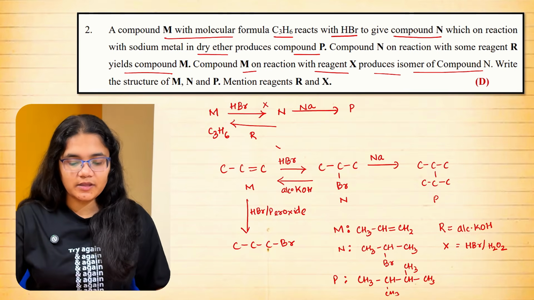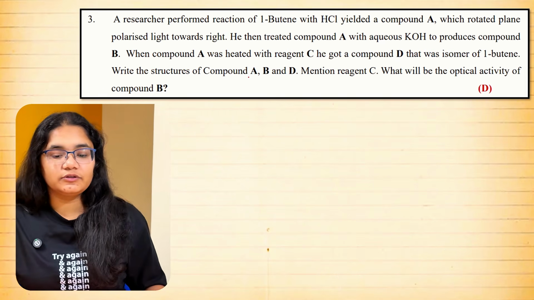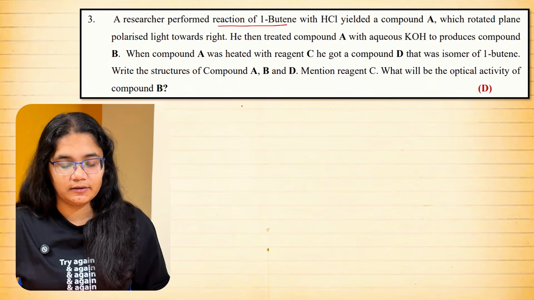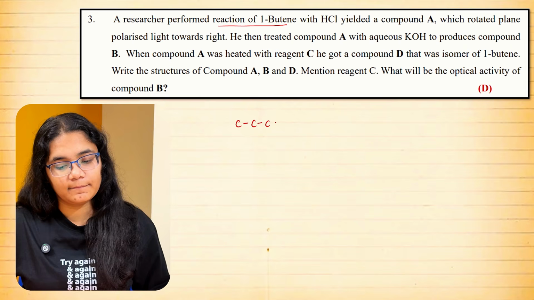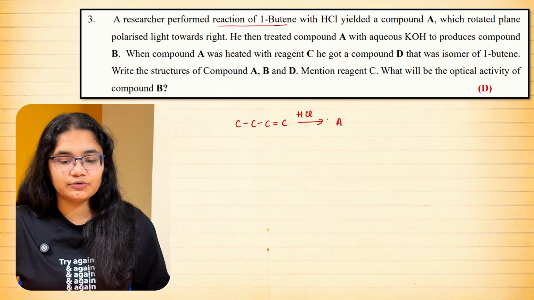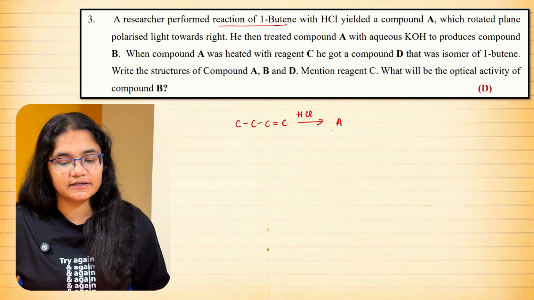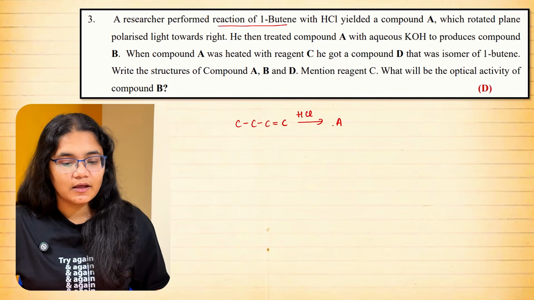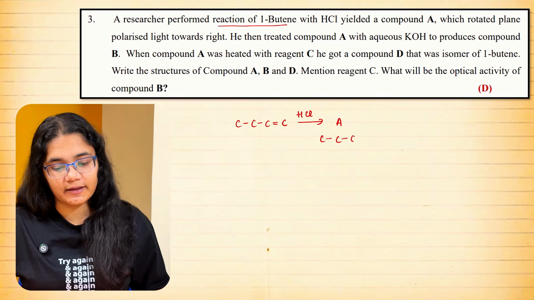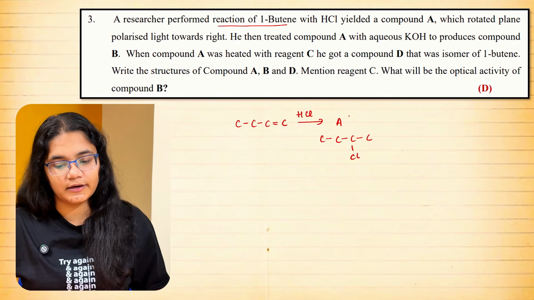Okay, clear? Next, let's move to the third question. A researcher performed a reaction on 1-butene with HCl to yield a compound A, which rotated the plane polarized light. That means it is optically active. So I can also predict the structure of A, so it has to be this one, right?